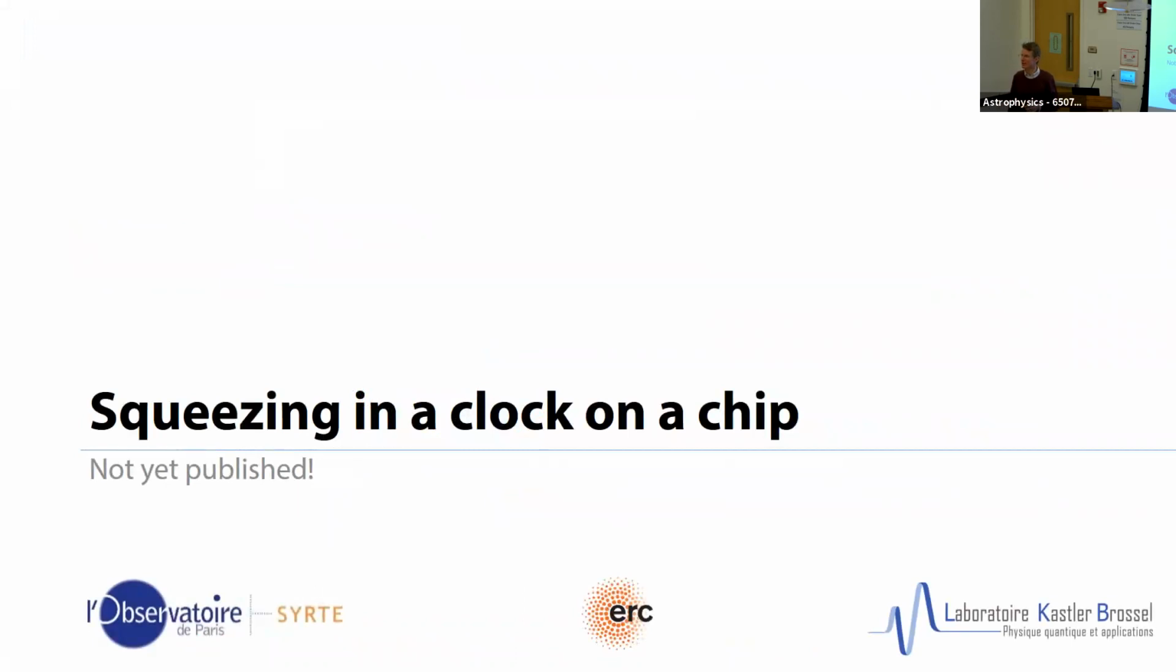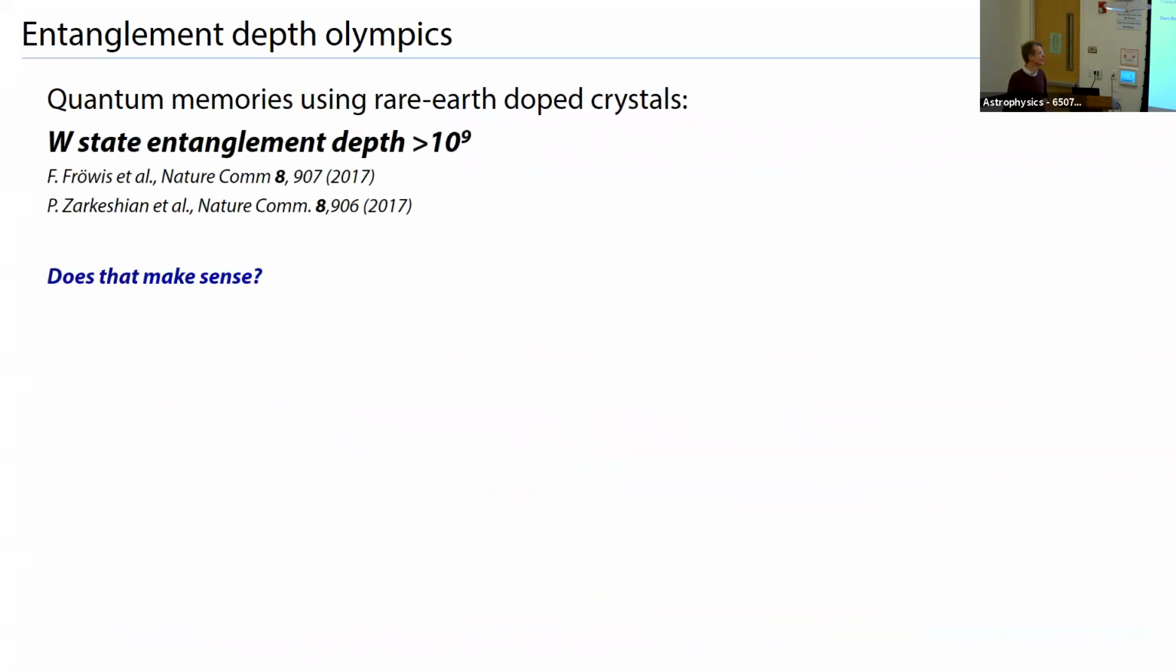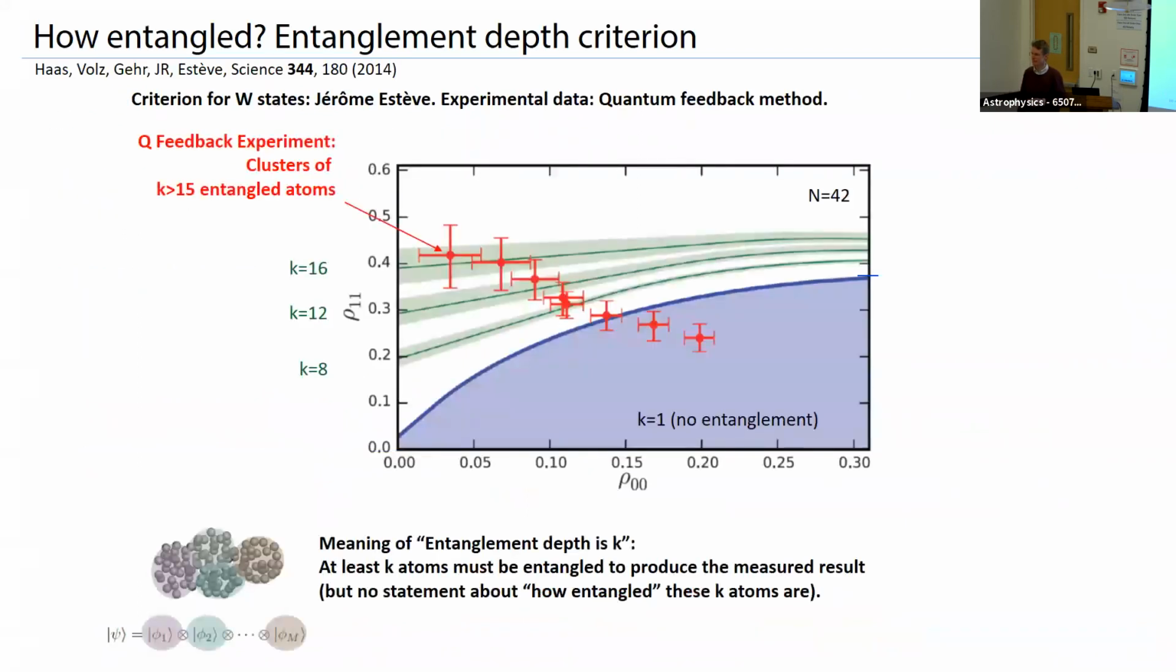Quick question on the entanglement witness. When you show the plot rho versus rho, the rho has only two indices. Should it have 16 indices? The element of the density matrix. For the 16 atoms, shouldn't it have 16 indices? Like rho 1 or 1?